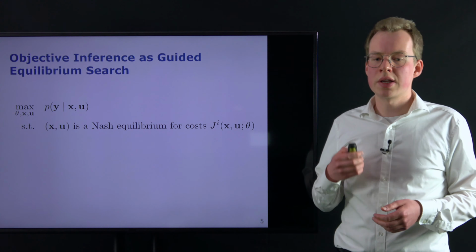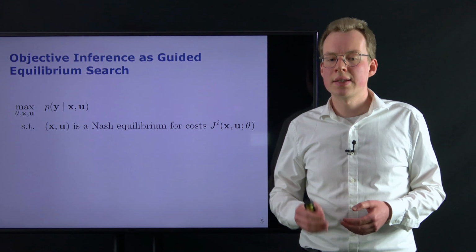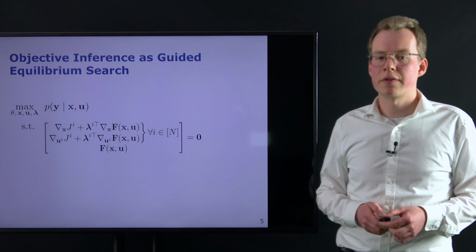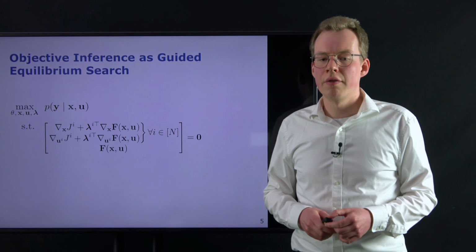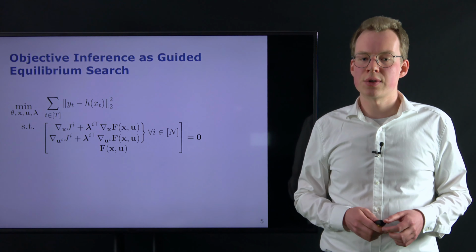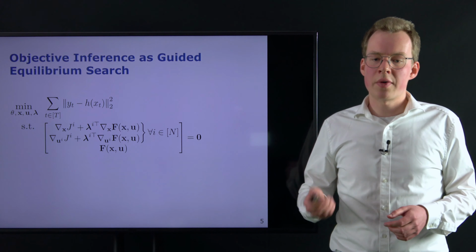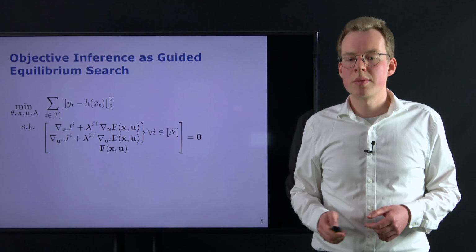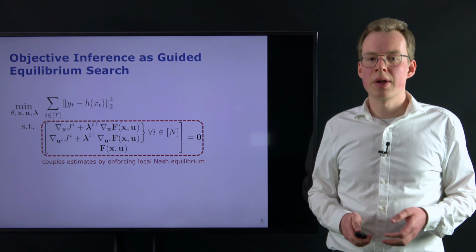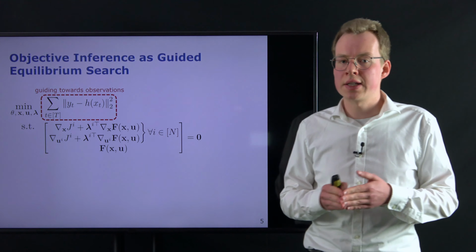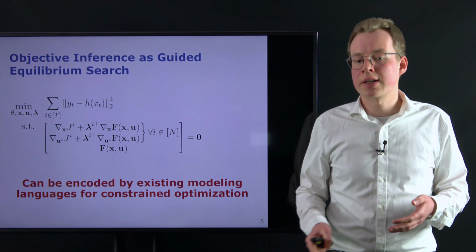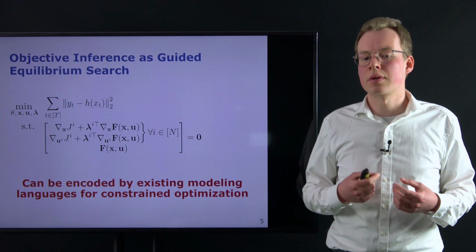In order to tractably encode the equilibrium constraint, we relax it to require only local optimality of the observed behavior, and thus replace it with the corresponding first-order necessary conditions. Furthermore, in the case of Gaussian observation noise, this problem can be cast as least squares estimation. So, to summarize, our method can be understood as guided equilibrium search, where the constraints encode the root finding problem for local Nash equilibrium, and the objective guides the solution towards the observed behavior. Note that this formulation can be directly encoded by existing modeling languages for constraint optimization.